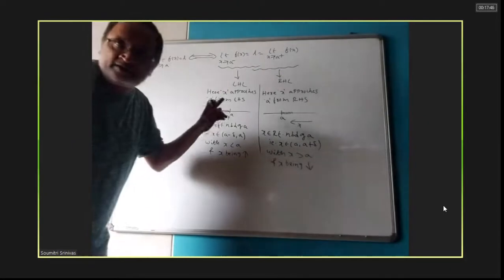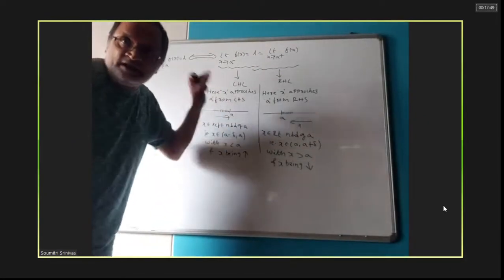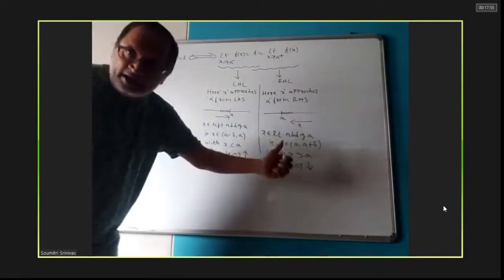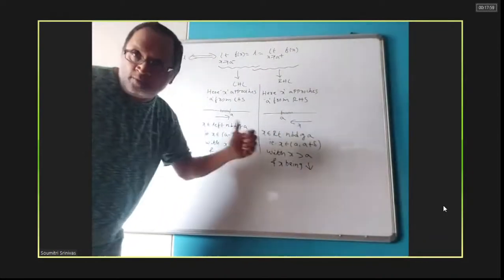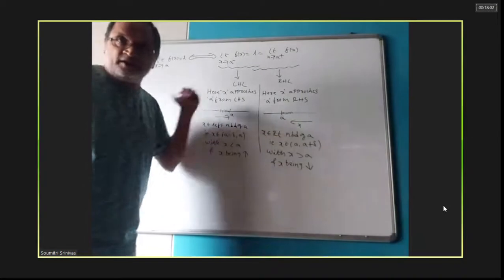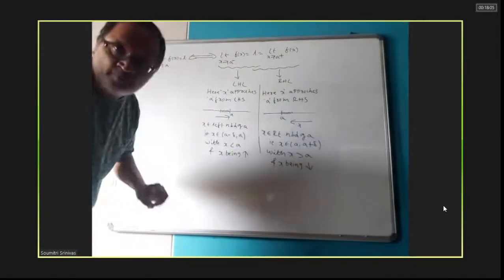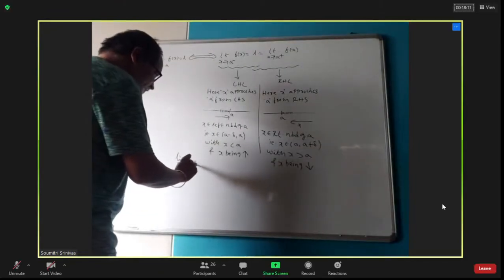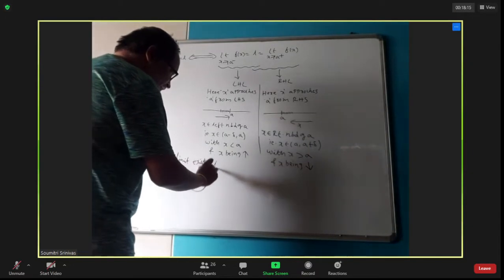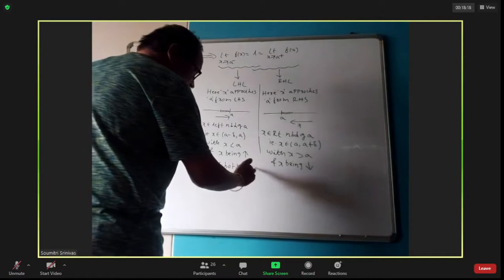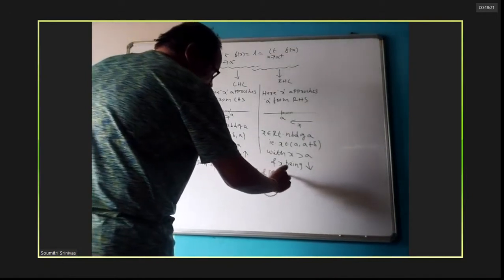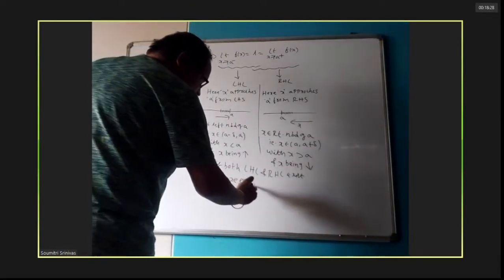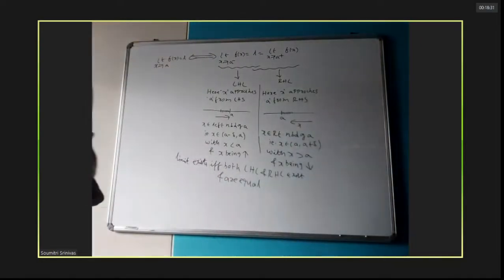The limit of a function exists if and only if both the left hand limit and the right hand limit exist and are equal. This is in mathematical form. What is its English form? The limit exists if and only if both LHL and RHL exist and are equal. Come on, copy this.